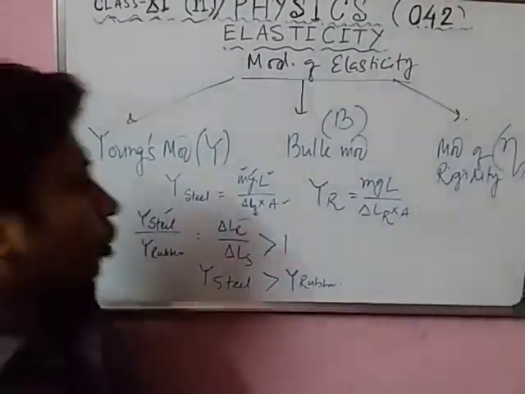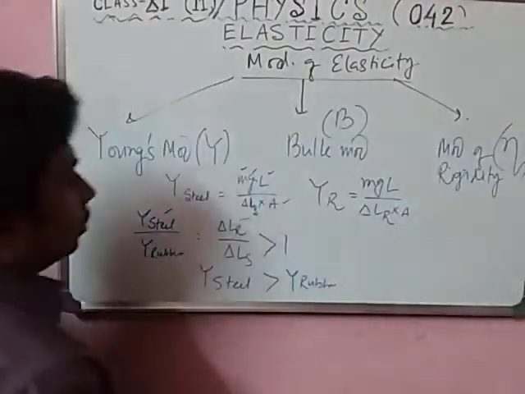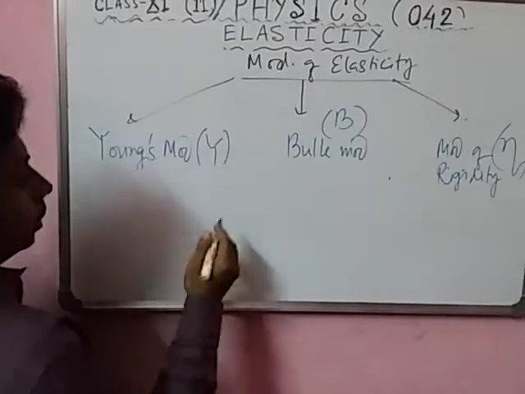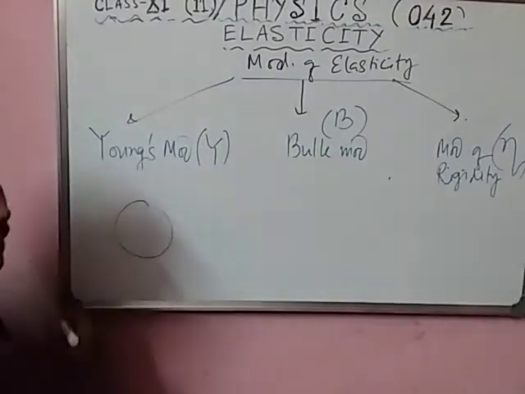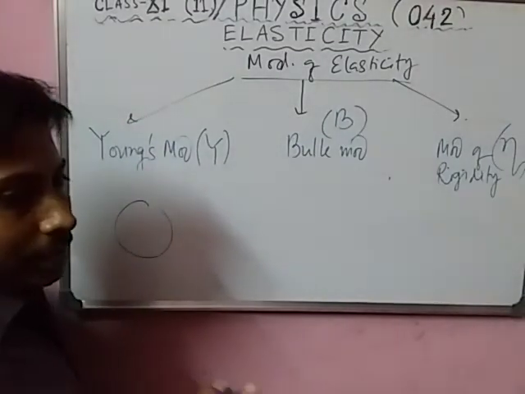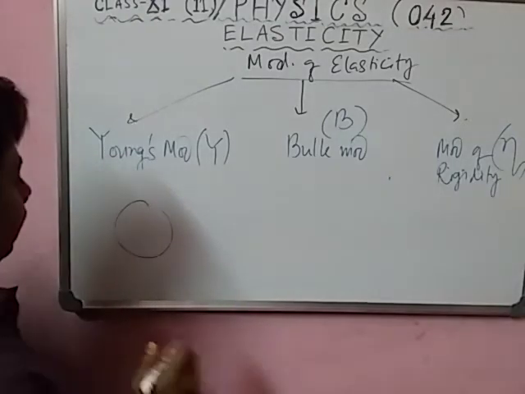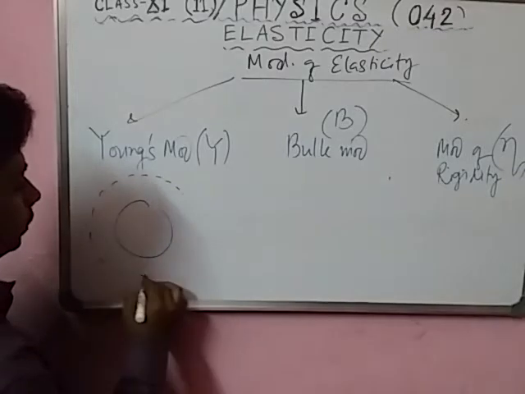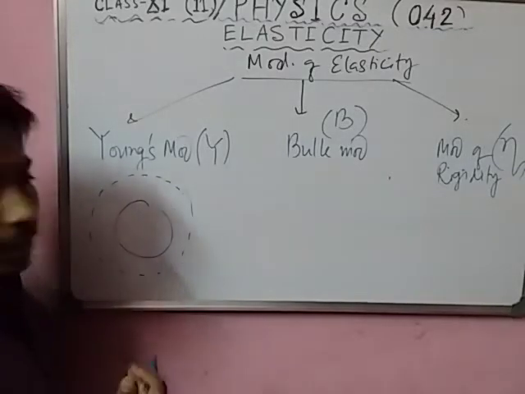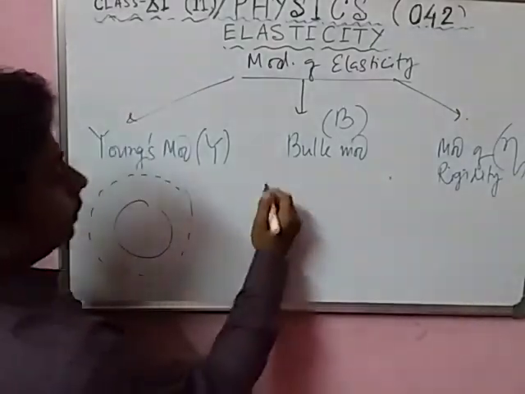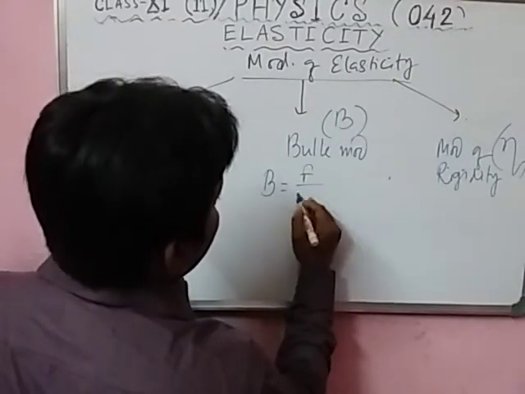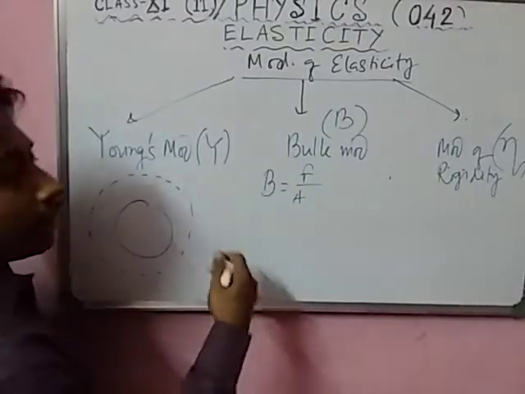So our next topic is bulk modulus. Students, what is called bulk modulus? Suppose you have a sphere and some pressure is given to it, then what happens? The volume will change. So student, here bulk modulus B is equal to force by area, which is called pressure.